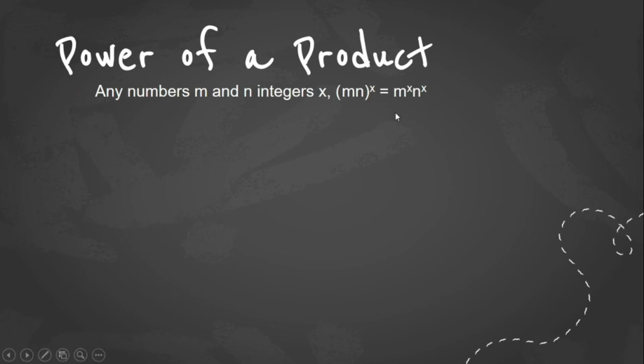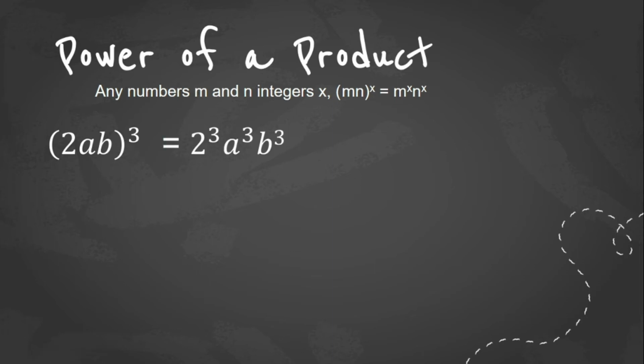Okay, so when we say power of a product, in any numbers m and n and integer x, so let's have here m times n or mn, then raised to x is equal daw kay m raised to x, n raised to x. So kung mapapansin nyo, parang minultiply din natin yung power na x dun sa exponent ng mga nasa loob. So let's have an example. I have here 2ab raised to 3 or to the power of 3.